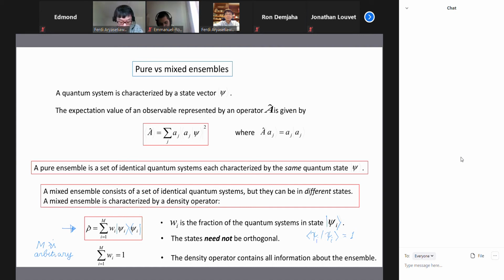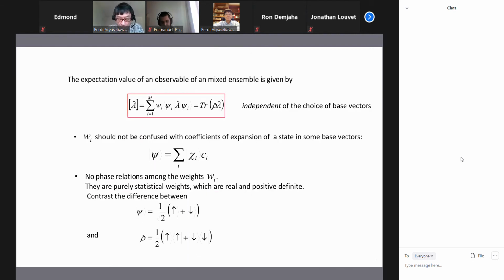We also worked out the ensemble average, how to calculate the expectation value of an observable. If we have a mixed ensemble, this is given by the trace of the density matrix times the operator. So we have it here. So this is a general formula for calculating the ensemble average.